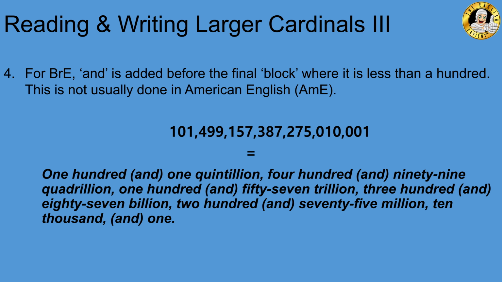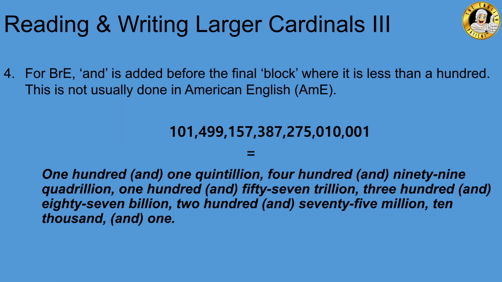Now for British English, "and" is added before the final block where it is less than 100. And once again, this is not usually done in American English. So you can see that in the brackets we have "and"s here, which would all be read by a British English speaker, but unlikely to be read by an American English speaker. So I'm from the UK, so I'm going to read it as a British English speaker.